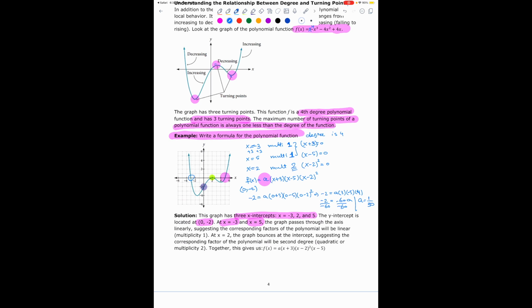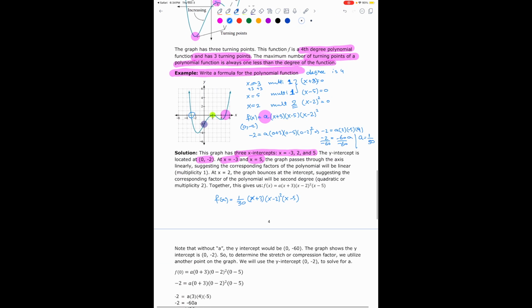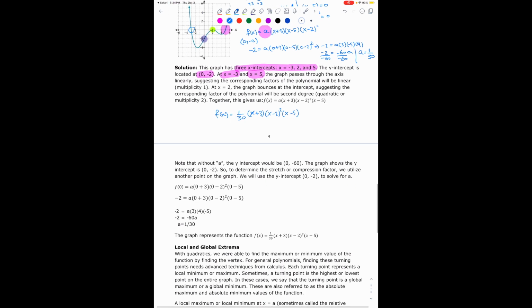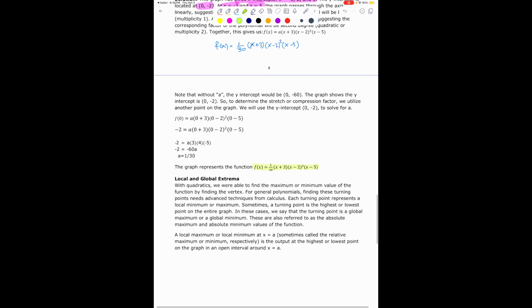So the final answer, I'm going to write it here. f of x is equal to 1 over 30, times (x plus 3), times (x minus 2) all squared, times (x minus 5). It doesn't matter how you order these factors, by the way. So I have all of the steps here, and the final answer is stated here as well with some explanation.